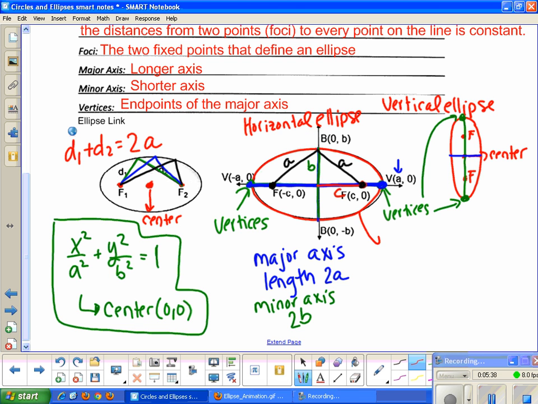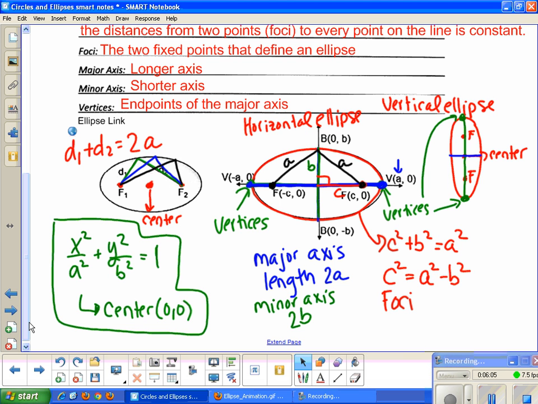Well, then c would be equal to, using the Pythagorean theorem, this would be my right triangle. So c squared plus b squared equals a squared. So c squared is really equal to a squared minus b squared. And then we would take the square root of that. So that's how you find the foci. It's a little bit different if we have a vertical ellipse, which we'll talk about next.